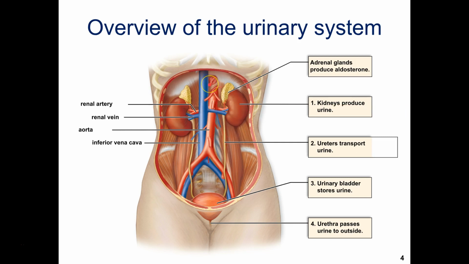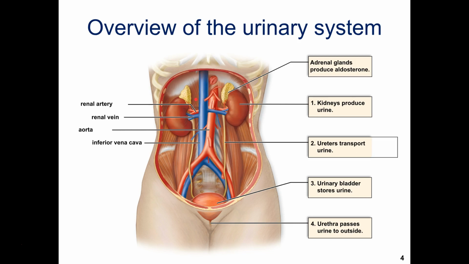So let me orient you really quick. Here you have the aorta, and from the aorta, this feeds into the renal arteries. And the renal arteries are going to go directly into the kidneys. And blood, obviously, returns from the kidney area through the renal vein back into the inferior vena cava.